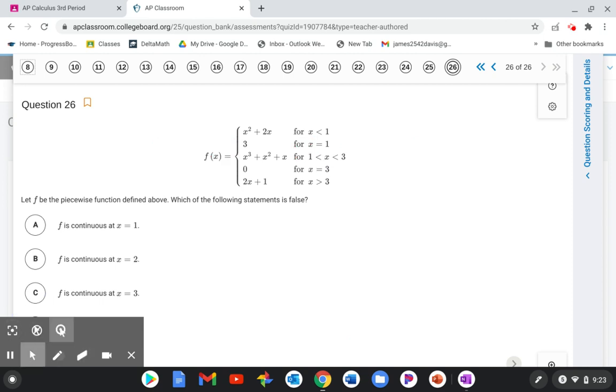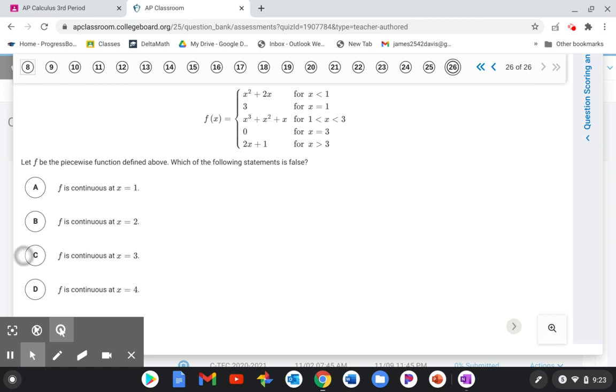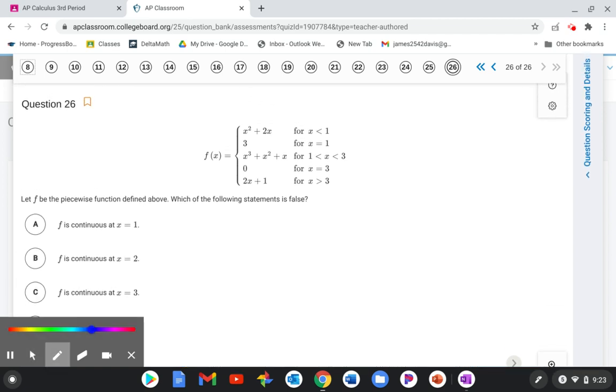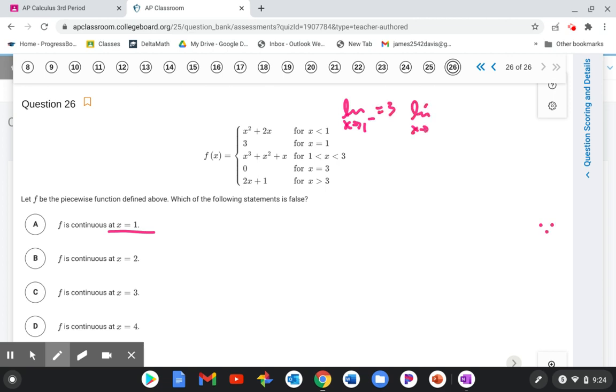All right, and our last question here. Given a piecewise function, which is false. Let's just take them step by step. Continuous at 1. If we're less than 1, the limit as x goes to 1 from the left would be 1 squared plus 2 times 1, so that would be 3. The limit as x goes to 1 from the right would be this function, because that's greater than 1. That would be 3. And then the function value, f of 1, is 3. So that's good. It is continuous at that point.